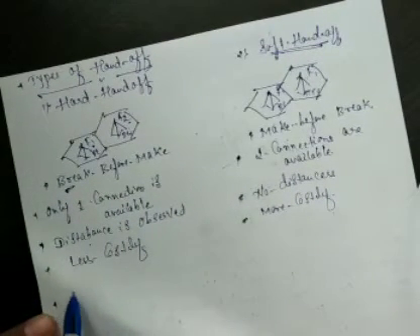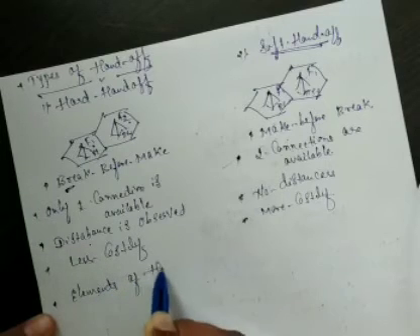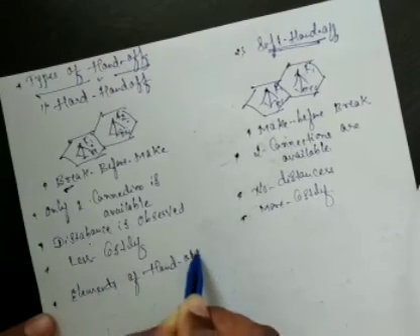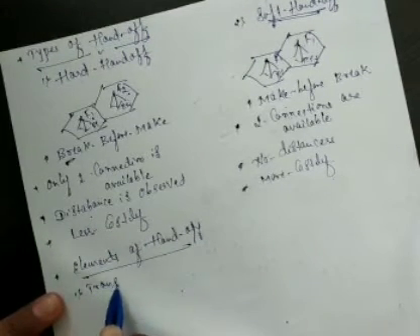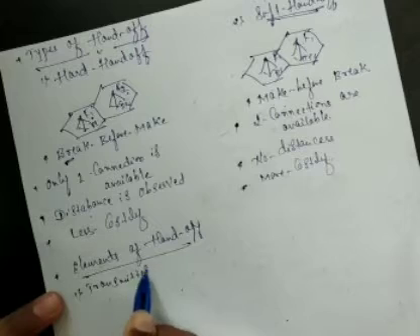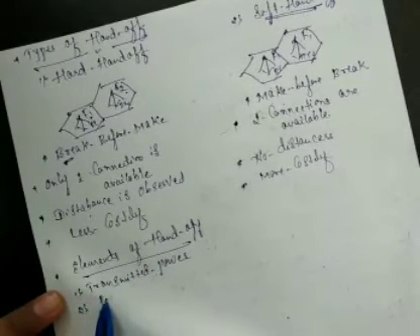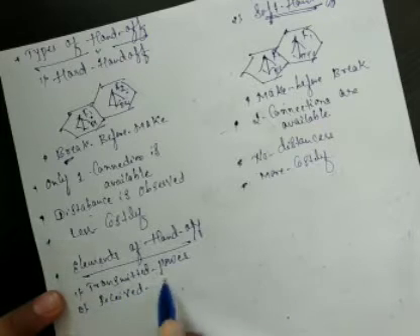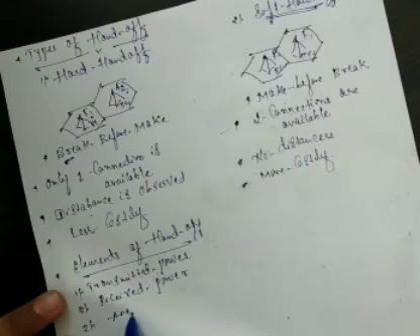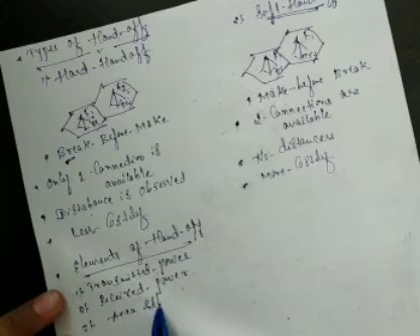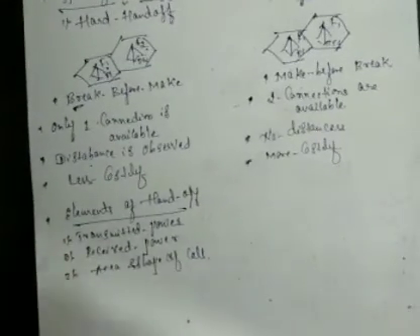And the elements of handoff. What are the elements of handoff? One is transmitted power. Second, received power. And third is the area and shape of cell. These are some of the elements the handoff depends on.